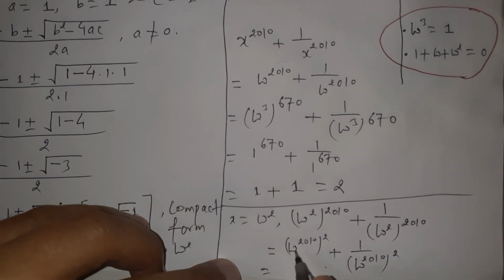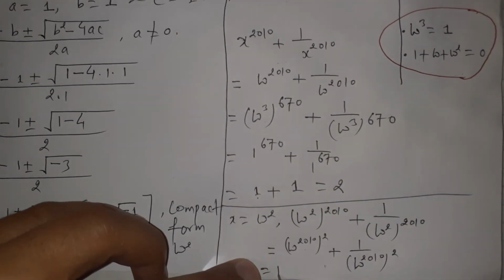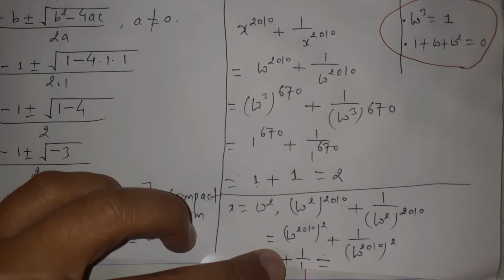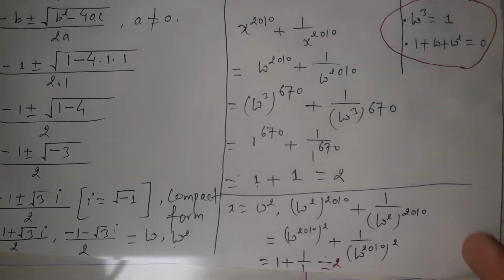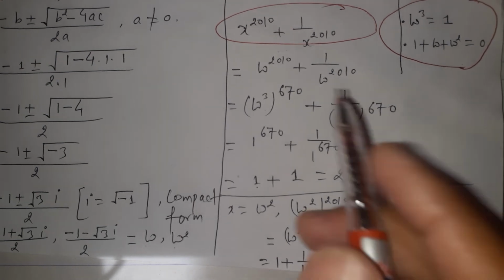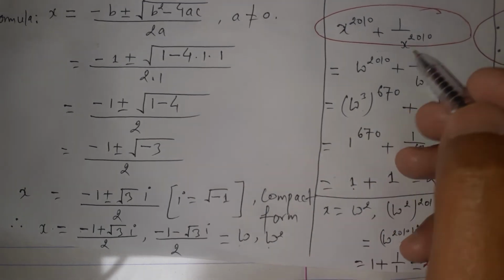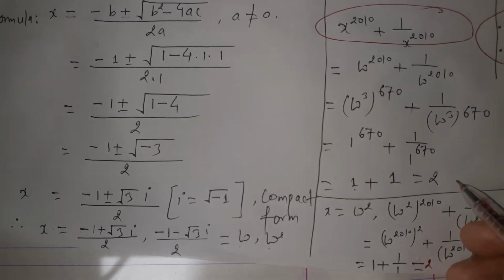We already calculated the value of omega raised to the power 2010. Omega raised to the power 2010 is 1. So this is 1 plus 1 over 1, which gives the result 2. 1 plus 1 gives 2. Here we calculated the value of this expression, and it is 2. We used both values of x: first we calculated the value of x, then we used the value of x in this expression one at a time, and finally we got the same result. The result is 2.